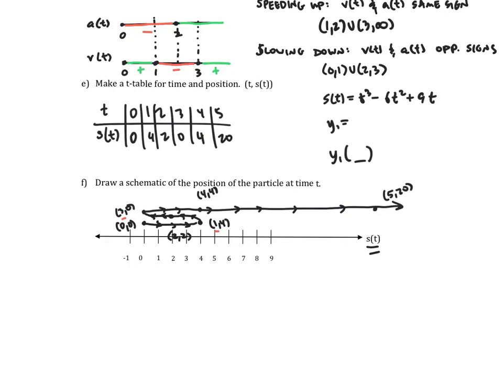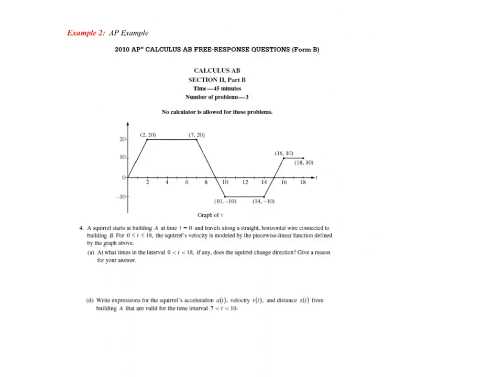Let's talk about the squirrel. The squirrel back in 2010. Go ahead and look at the graph. We've got the graph of velocity. Anywhere the graph is above the t-axis, that means the squirrel is moving to the right on what ends up being this horizontal wire connecting two buildings.